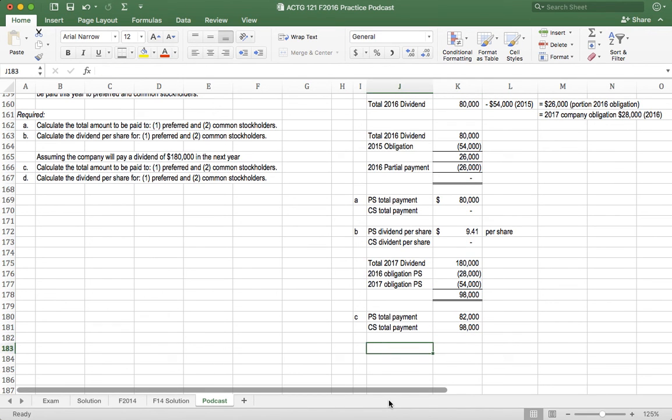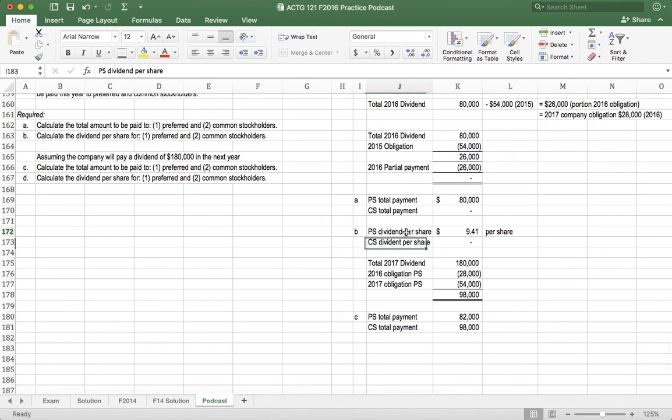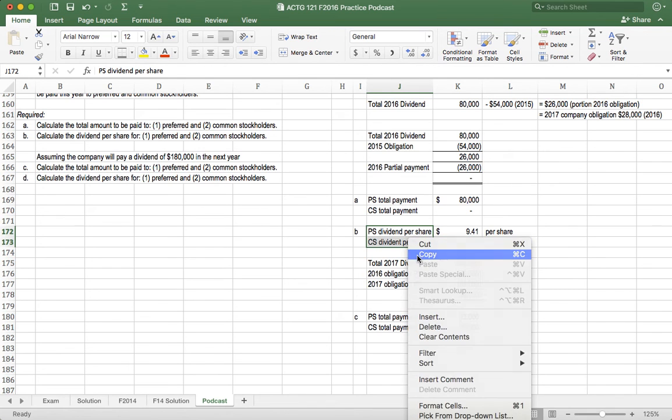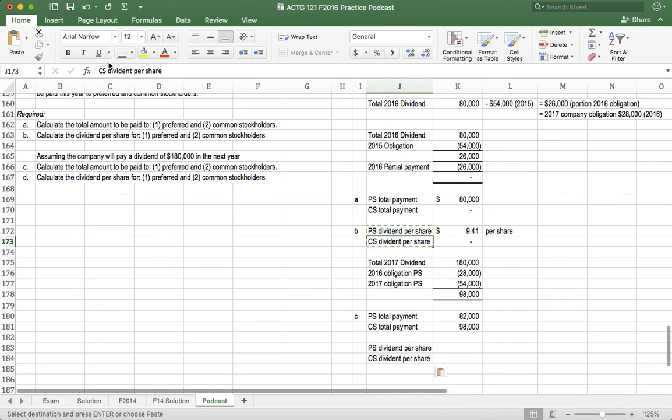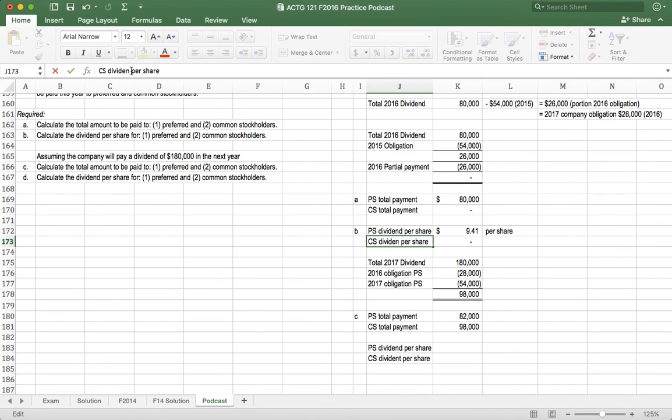So for D, again, dividend per share. Let me just copy this because that's easier, even though I misspelled it. I want to do my best for you. I know it probably doesn't appear to be my best.